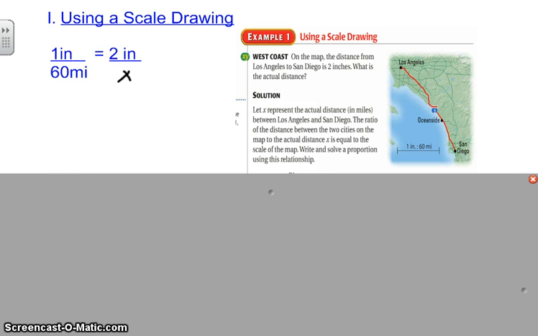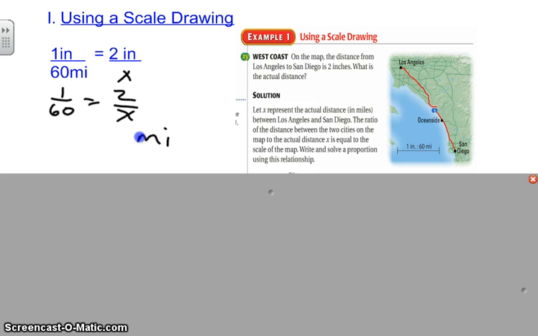Okay, so will our answer be in inches or in miles? 3, 2, 1. Miles, we know that. So let's put that down to remember it later. Let's just throw out the units and see where the numbers are. We have 1 over 60 equals 2 over some unknown.